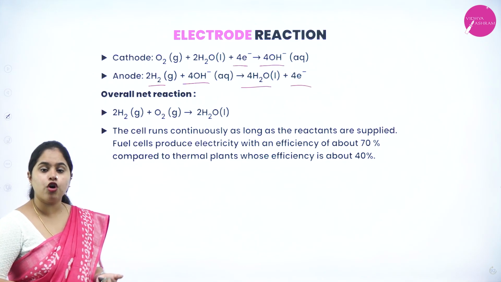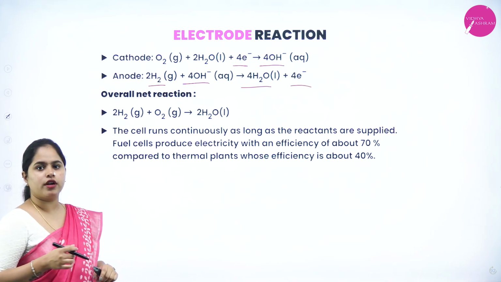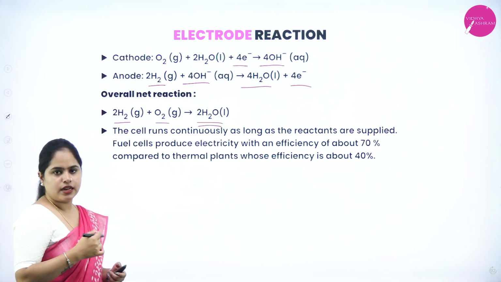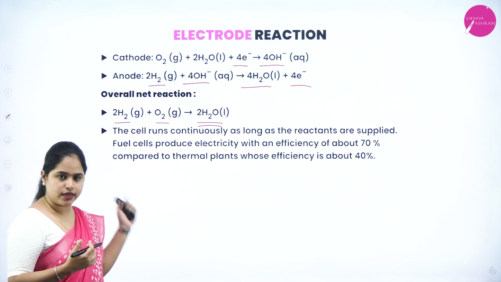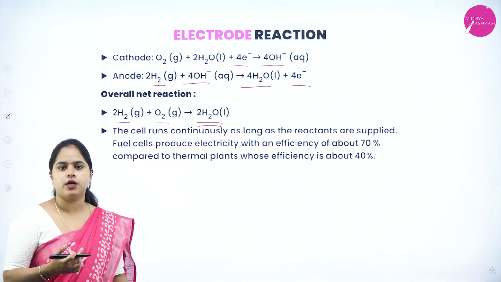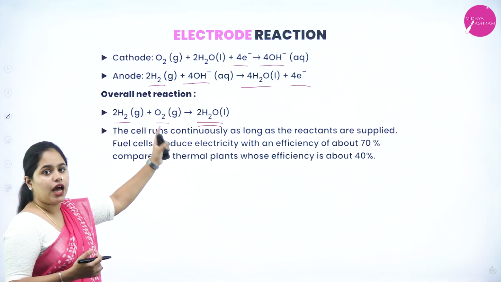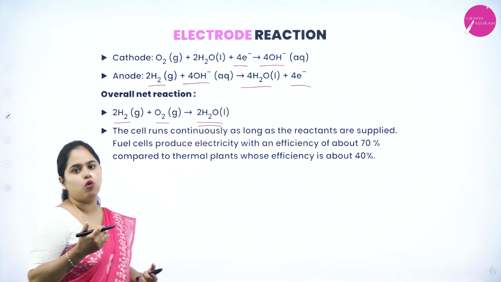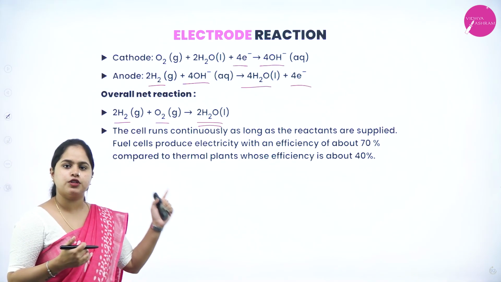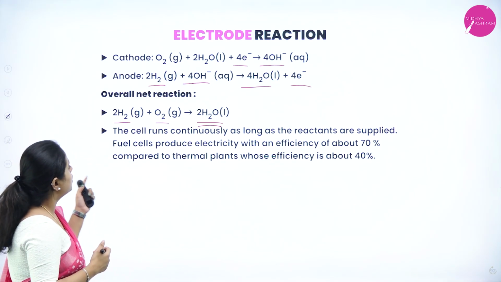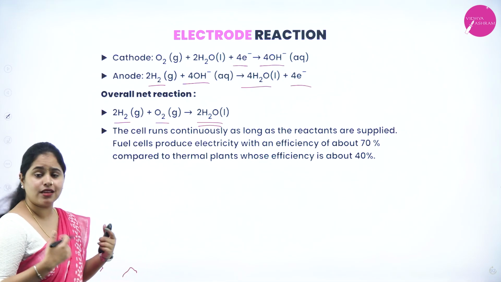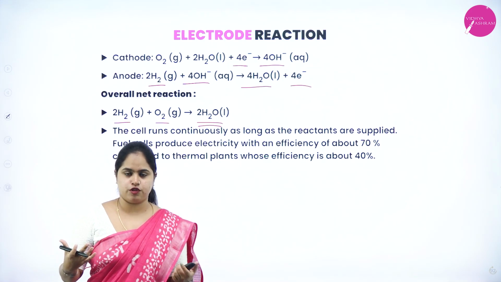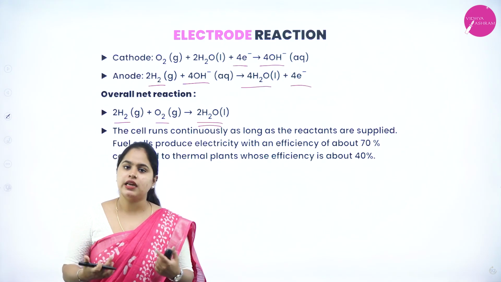Now let's see the overall reaction. It is actually hydrogen and oxygen combining to form water. Hydrogen and oxygen combine to form water. But as you can see, what is actually produced at the anode and cathode? At the cathode, OH-, and at the anode it is water. But the overall reaction is H2 plus O2 giving 2H2O. Now the cell runs continuously as long as the reactants are supplied. So as long as we are supplying hydrogen and oxygen into the fuel cell, this reaction will continuously take place.